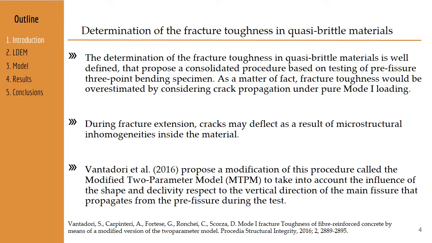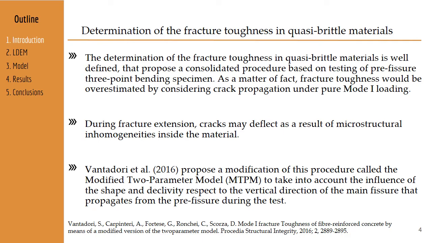The determination of the fracture toughness in quasi-brittle material is well defined, with a consolidated procedure based on testing of pre-cracked three-point bending specimens. As a matter of fact, fracture toughness would be overestimated by considering crack propagation under pure mode 1 loading. During the fracture extension, cracks may deflect as a result of microstructural inhomogeneity inside the material. For example, in concrete, the aggregates and the fibers can represent this microstructural inhomogeneity.